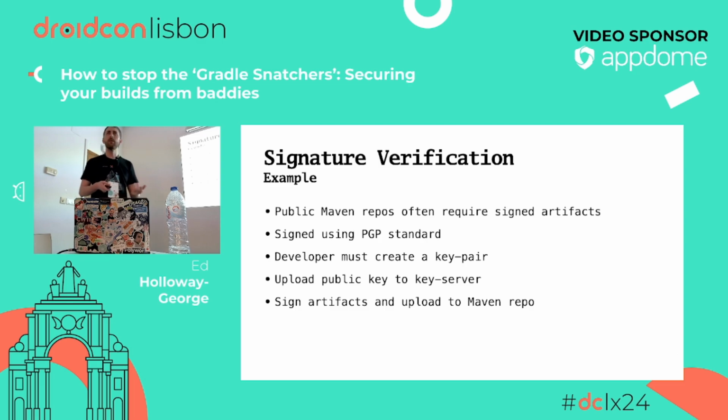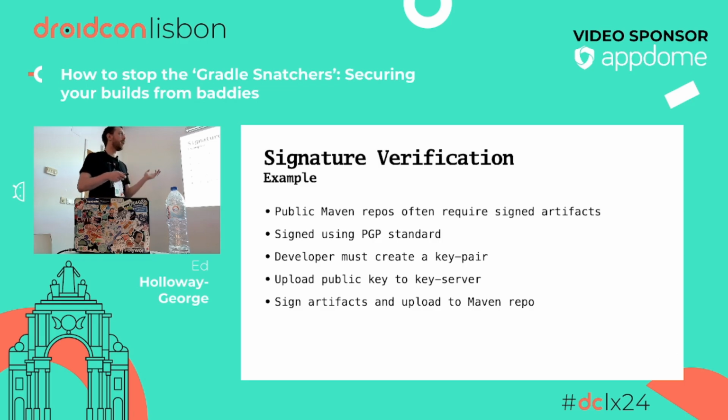I believe Maven Central supports about 2 or 3 different key servers, but I think for the vast majority of them, it tends to be the MIT key server that's used for this. So you use the PGP standard. It's actually quite confusing. PGP is the standard, but you use GPG to sign the keys. I always get that the wrong way around. Hopefully I've got that the right way around this time. But essentially you sign the artifacts and upload them to a Maven repo.